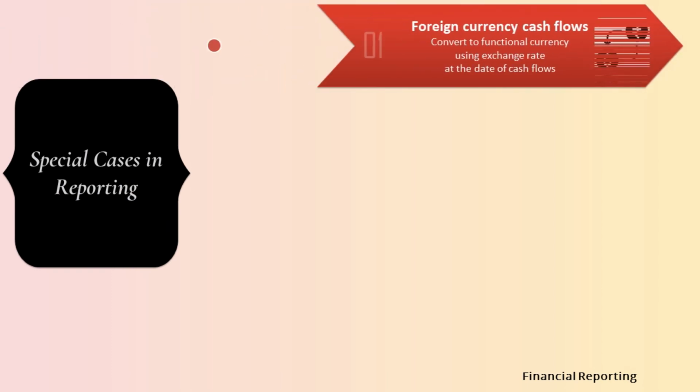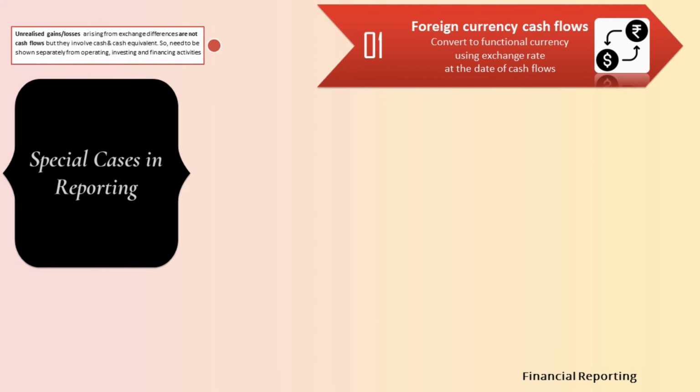Our final topic for discussion, special cases in reporting. Number 1, foreign currency cash flows. Foreign currency cash flows have to be converted to functional currency using the exchange rate at the date of cash flow, not the date of transaction. So the difference of exchange rate between the date of transaction and the date of cash flows will be the unrealized gain or loss, which should be included in cash and cash equivalents only.